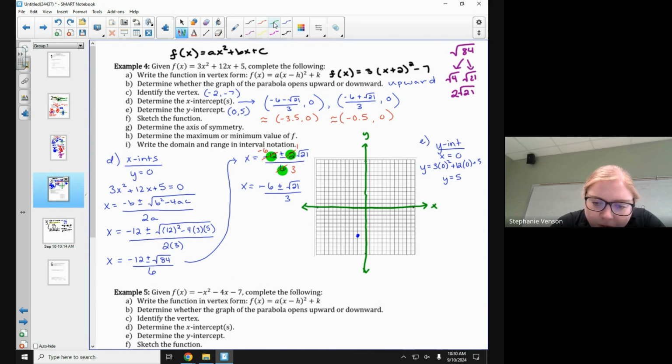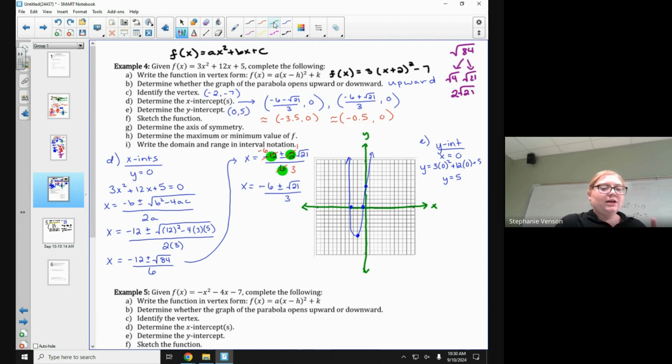Then I'll plot my approximations. -3.5, so 1, 2, 3.5. And then -0.5 is about here. And then I also have the point 0.5. 1, 2, 3, 4, 5. And I'll draw the prettiest parabola I can through those points.